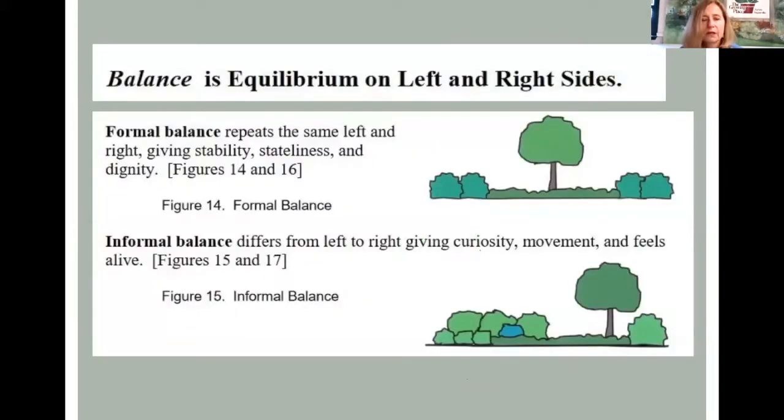Balance is the equilibrium on your left and your right. Formal is like what we've talked about. Remember when I said when you get into twos, it's a commitment. You can see that there on the top. And then on the bottom is an informal balance. Things are a little bit more asymmetrical, a little bit more off to the left and to the right.